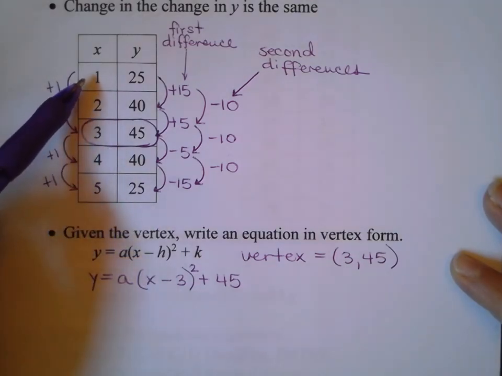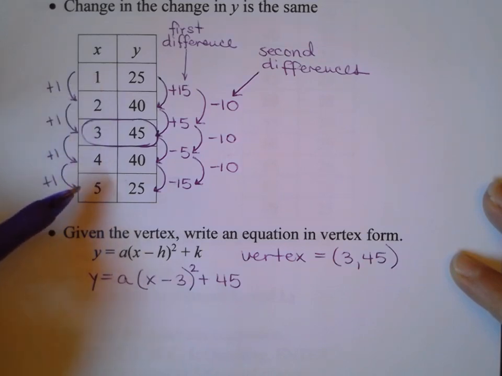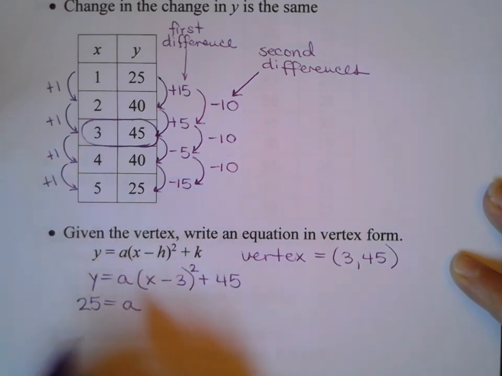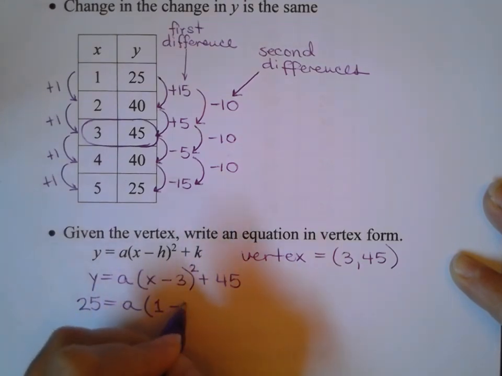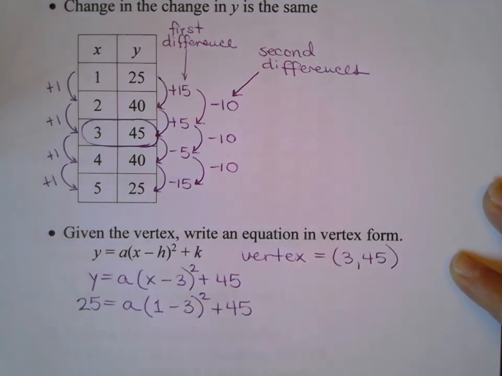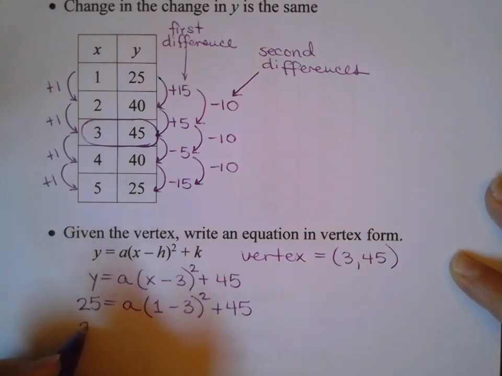Any of these points would work the same because this parabola is going to pass through all 5 of these points. Okay, so I'm going to put in the 25 for my Y. I'm solving for A. And I'm going to put in the 1 for X. Okay, and then I can solve this equation for A just like we did a minute ago.